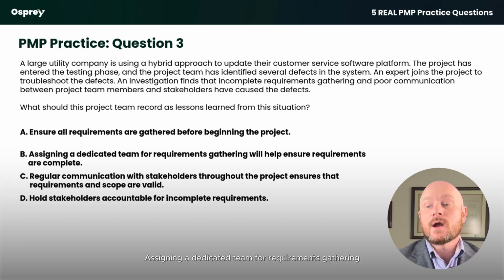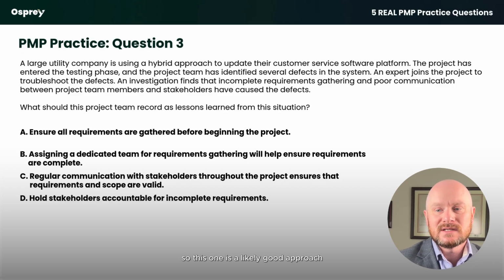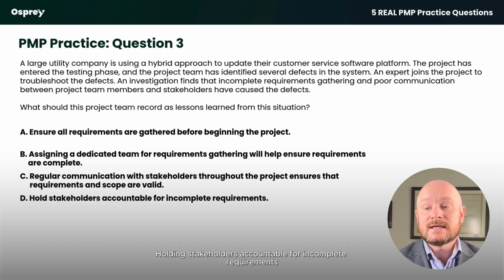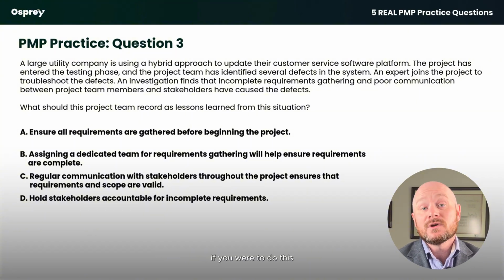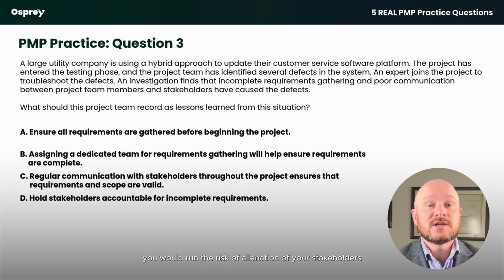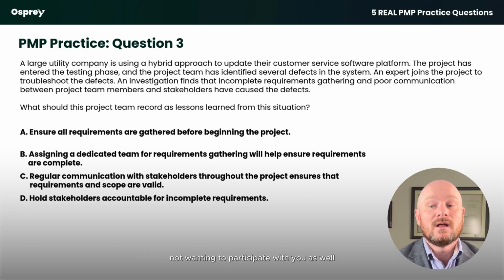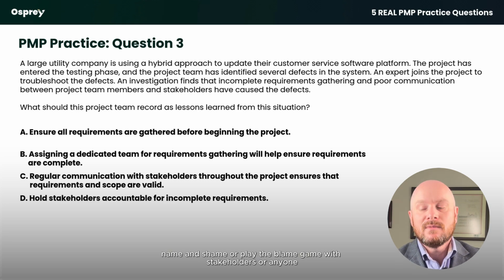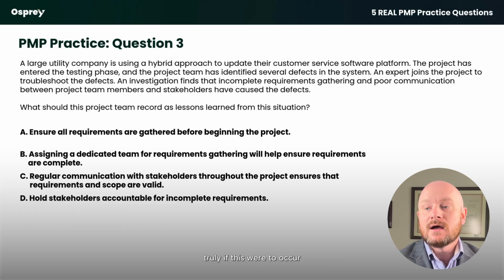Assigning a dedicated team for requirements gathering would definitely help things, but there is also poor communication between the project team members and stakeholders. So it's not just about gathering the requirements, it's also about that back and forth. So this one is a likely good approach, but doesn't fully answer the question. Holding stakeholders accountable for incomplete requirements: if you were to do this, you would run the risk of alienating your stakeholders, who may not want to participate with you. A lot of times requirements do get missed, but we cannot name and shame or play the blame game with stakeholders or anyone truly if this were to occur. You run the risk of damaging some relationships.